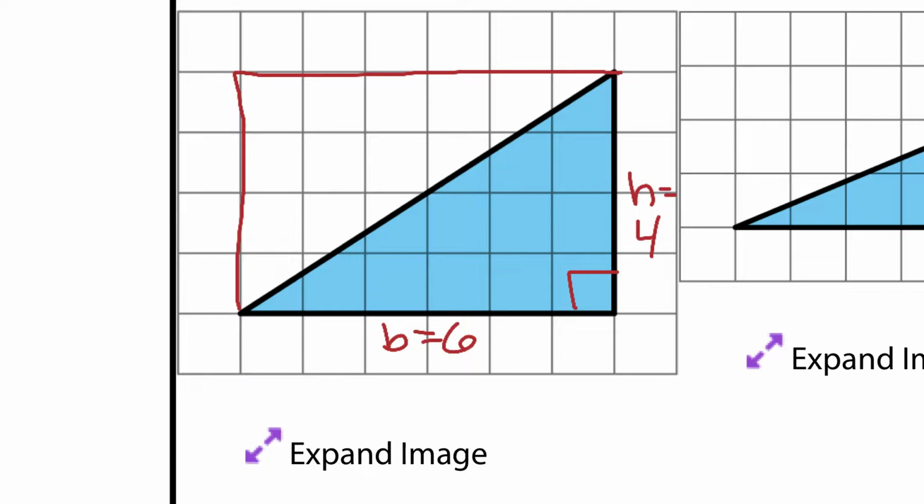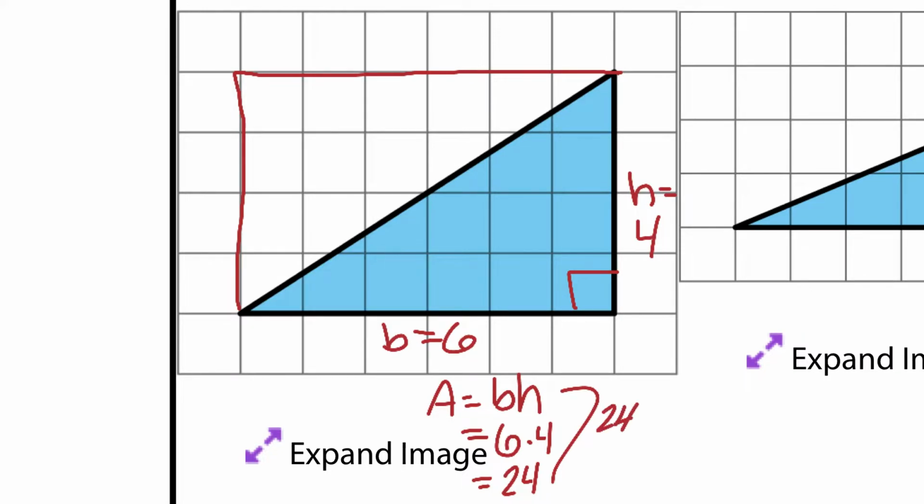Now, area for a parallelogram is equal to base times height. So 6 times 4 is equal to 24 square units. But I have 2 identical triangles doing this. So I either need to do 24 divided by 2 or 24 times 1/2. Either way, I get 12 square units.